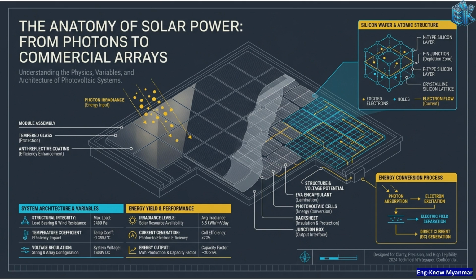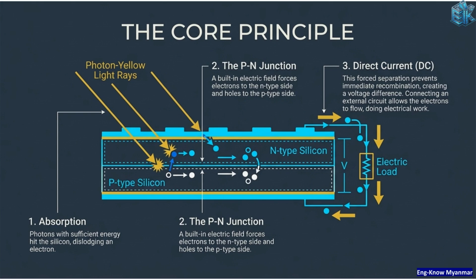This video explores the anatomy of solar power, from the microscopic interaction of photons to the construction of commercial solar arrays. We'll examine the physics, variables, and architecture of photovoltaic systems. The core principle involves 3 steps.